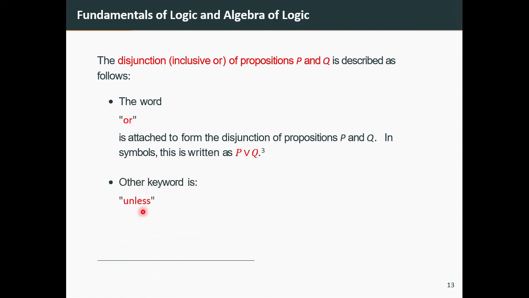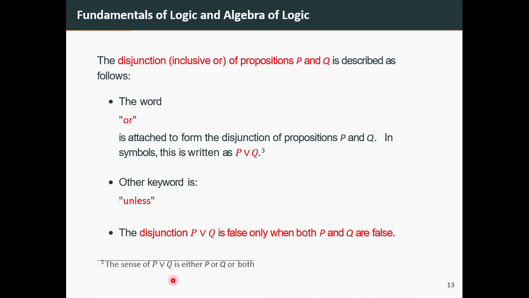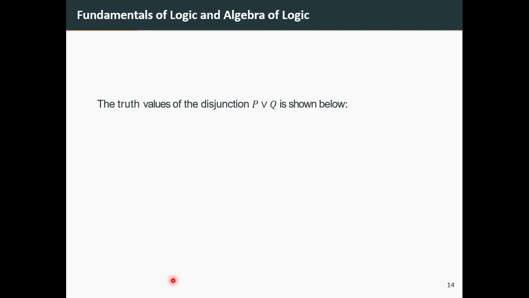Now let's describe the truth values of the disjunction. The disjunction P or Q is false only when both P and Q are simultaneously false. We can better describe this using the truth table. The truth table of the disjunction P or Q is shown below.